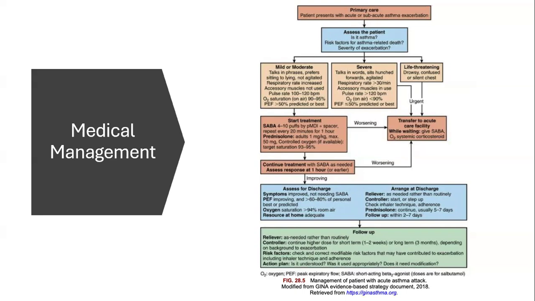Based on these categories, you can start the treatment and give medications like SABA, prednisolone, and maybe transfer to an acute care facility while giving the medication and also oxygen. Continue the treatment and also reassess the response at 1 hour or earlier. If the condition is improving or worsening, the flow will change.